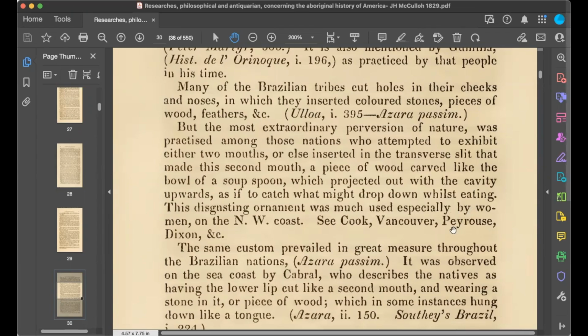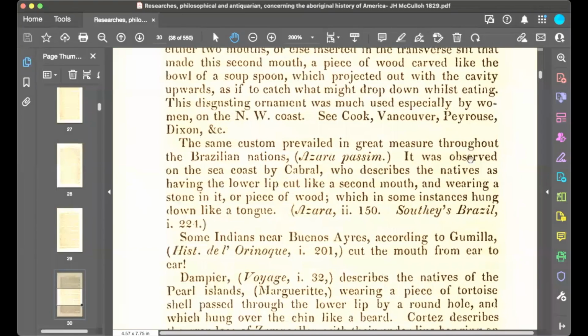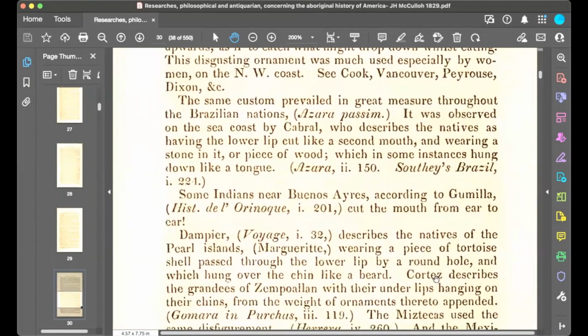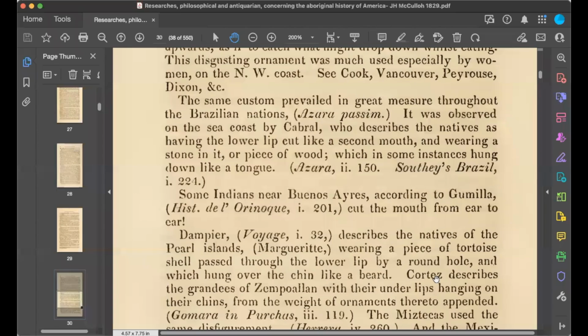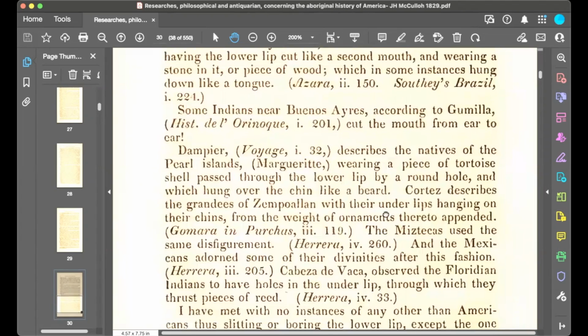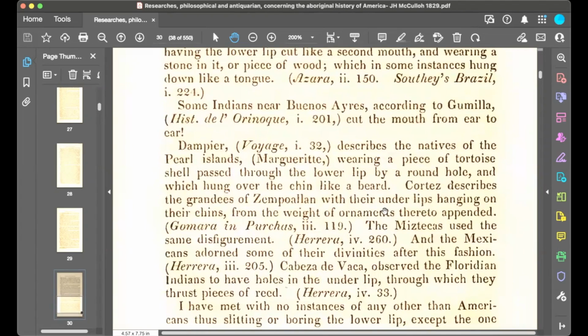The same custom prevailed in great measure throughout the Brazilian nations. It was observed on the seacoast by Cabral, who describes the natives as having one lower lip cut like a second mouth and wearing a stone in it, or piece of wood, which in some instances hung down like a tongue. Some Indians near Buenos Aires, according to Gumilla, cut the mouth from ear to ear.